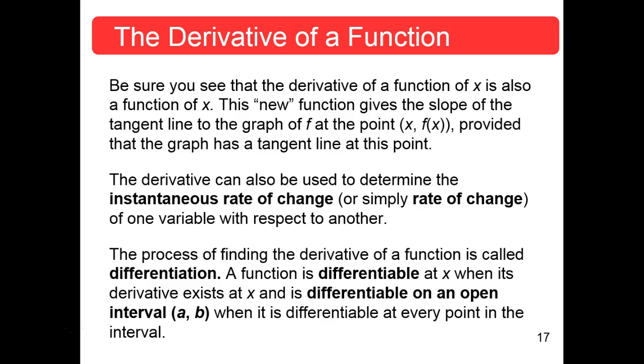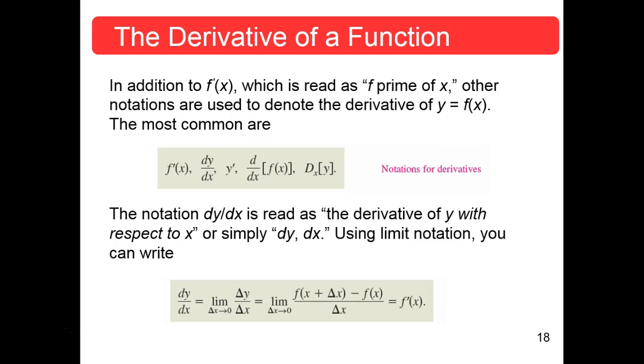This process of finding the derivative of a function is called differentiation. A function is differentiable at x when its derivative does exist at x, and is differentiable on an open interval a to b when it's differentiable at every point in that interval a to b. Sort of nomenclature right now. Very similar to what we were just doing.